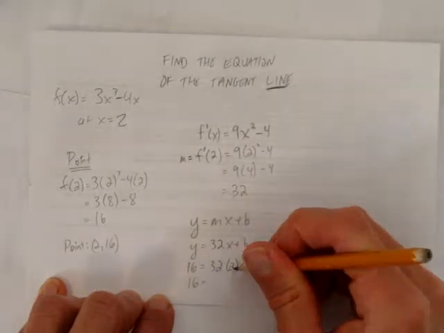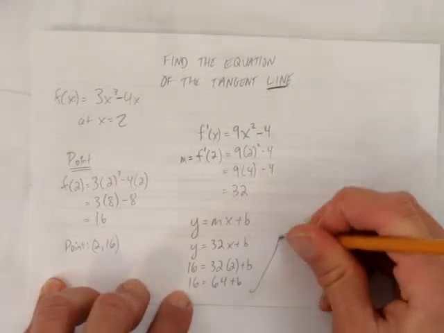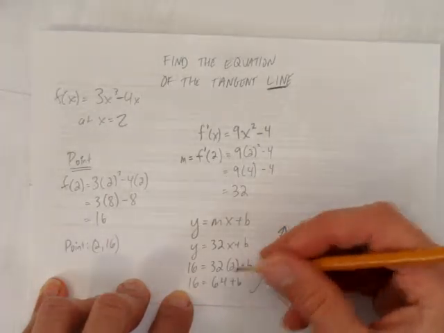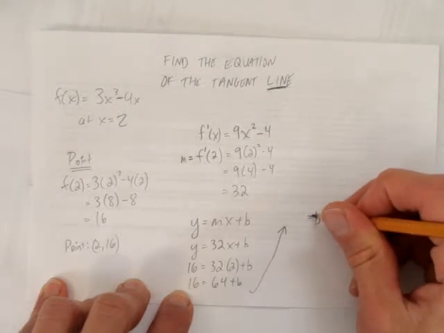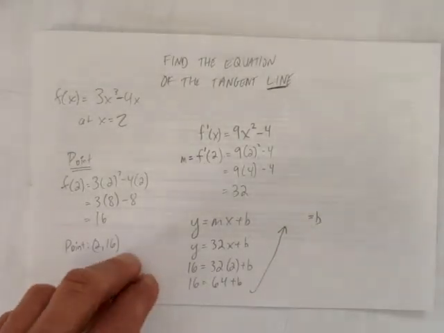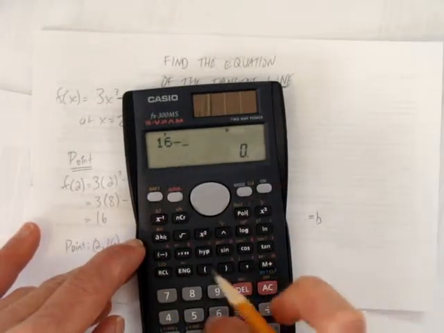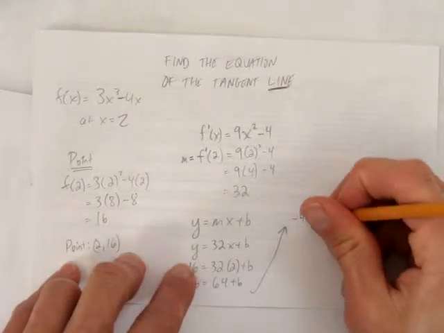We get 16 equals 32 times 2, which is 64, plus b. And how do I get b by itself? Subtract 64 from both sides, and I get b equals. And if you want, with any of the calculations, including this one, you can take your calculator. 16 take away 64 is negative 48.